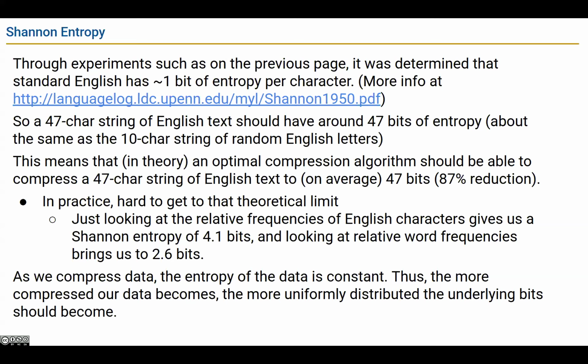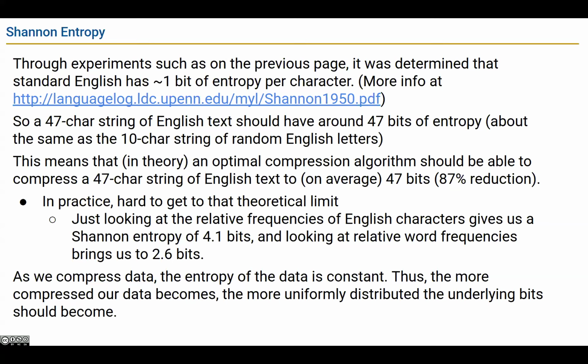So in theory, an optimal compression algorithm should be able to compress a 47 character string of English text to about 47 bits of data. Practically, that's not really going to be feasible. You are going to get stuck before that limit. But you can get fairly close.